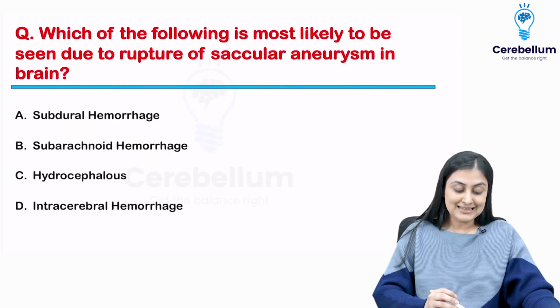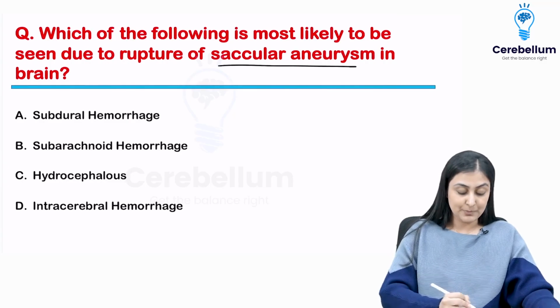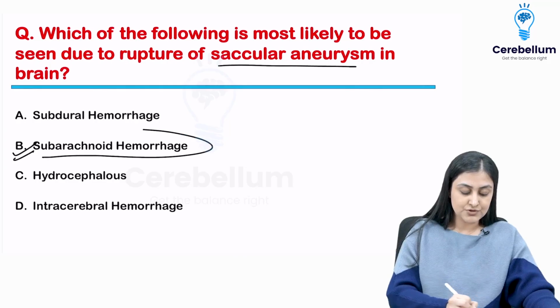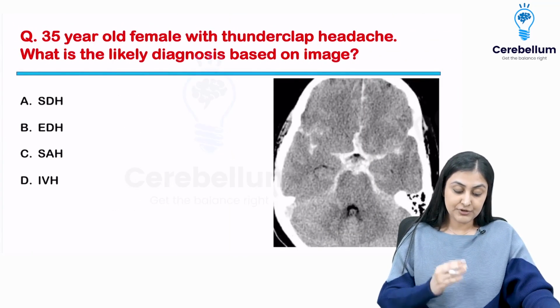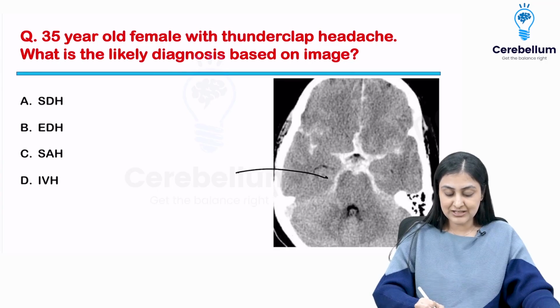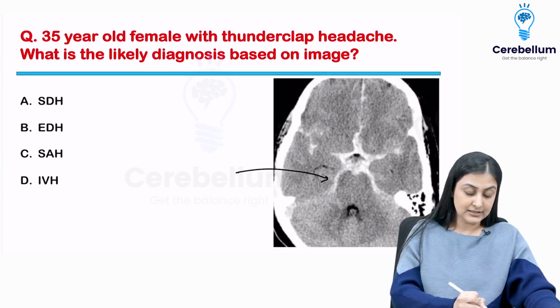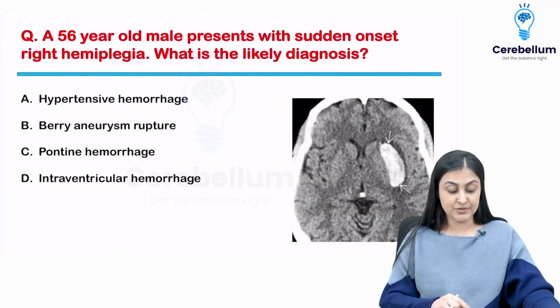Following is most likely to be seen due to rupture of saccular aneurysm in the brain. So berry aneurysm, saccular aneurysm, it is subarachnoid hemorrhage. 35-year-old female with thunderclap headache. So similar question, see how they've just changed the pattern, but answer is the same here. So this is a star of death that you are seeing. This is a subarachnoid hemorrhage.